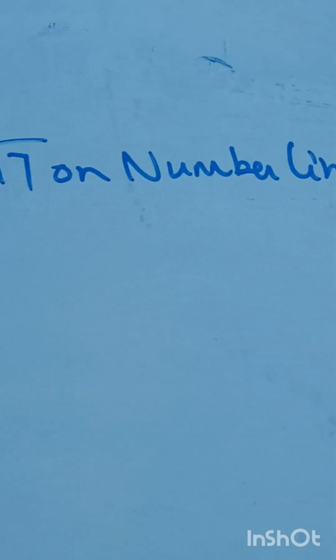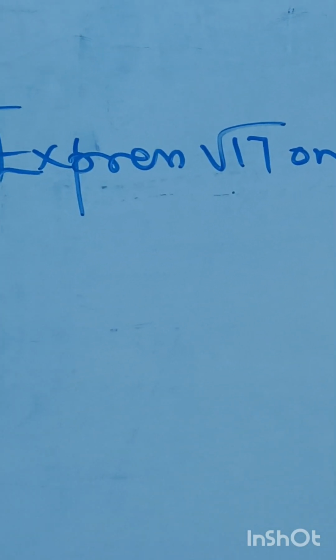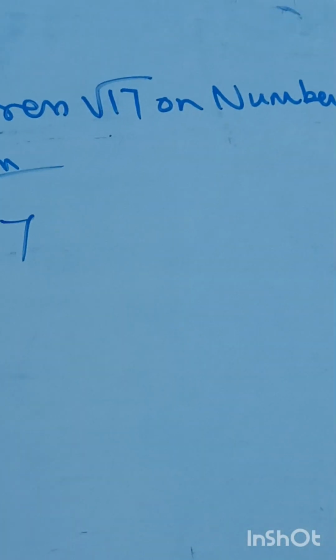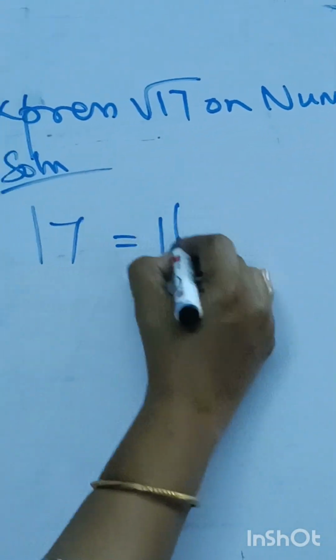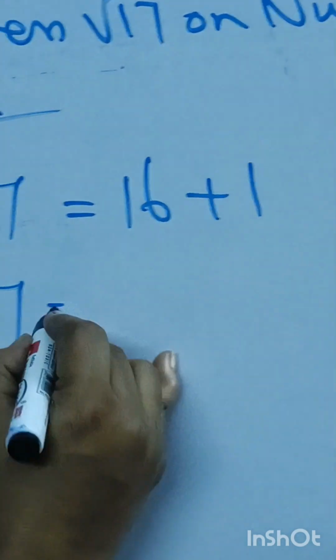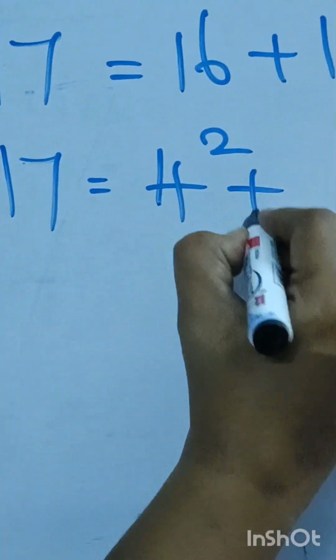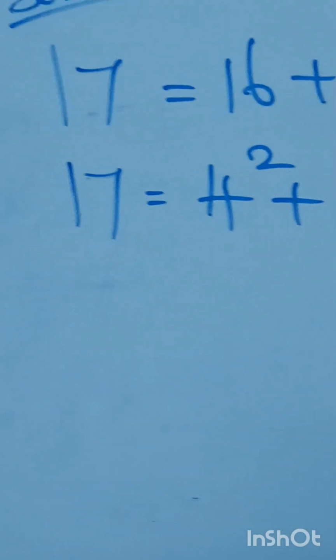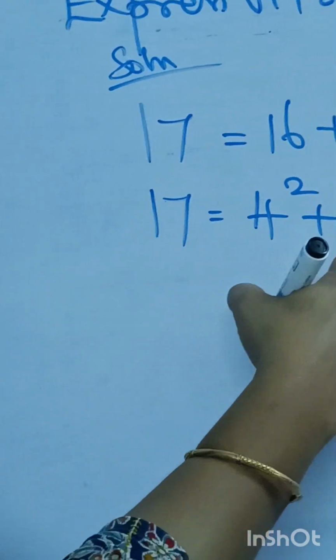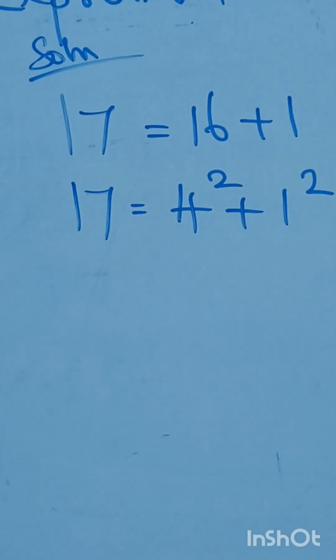Express root 17 on the number line. So write the number without root. This can be written as 16 plus 1. So 17 can be written as the sum of squares, which is 4 square plus 1 square. Now we have to draw these two natural numbers on the number line.